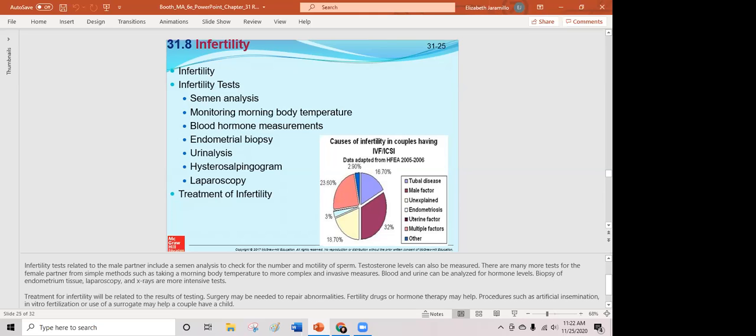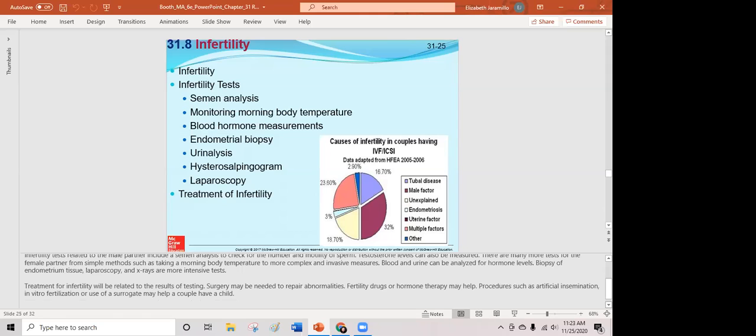Testosterone levels can also be measured. There are many more tests for the female partner, from simple methods such as taking a morning body temperature to more complex and invasive procedures such as blood tests, urine tests analyzed for hormone levels, and biopsy of your endometrium tissue. My friend has had to do that. It's painful. It's a lot to go through. Laparoscopy and x-rays are more intensive tests.